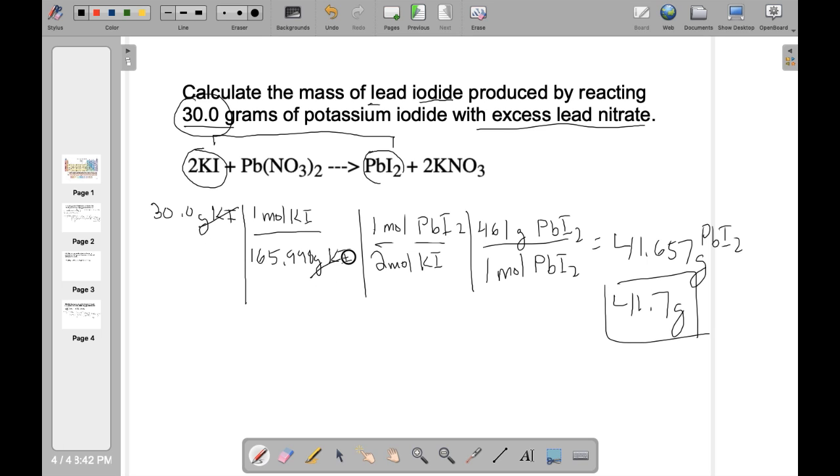And let's see if our units cancel out. Grams, moles of potassium iodide, moles of potassium iodide, moles of lead iodide, moles of lead iodide. I ended up with grams. And that's what I wanted, the mass of lead iodide. And that's what I got.